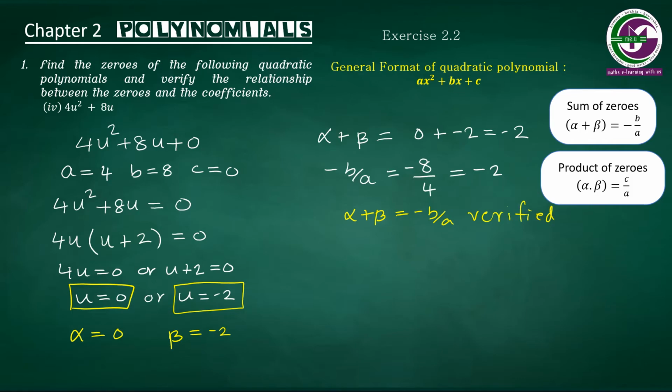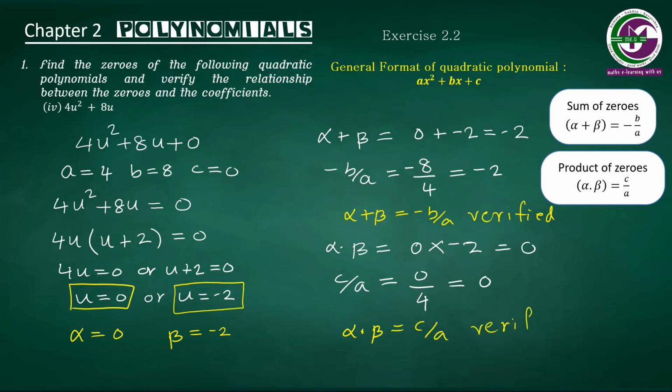Next, the product of the zeros. Alpha multiplied by beta, that is 0 multiplied by negative 2. 0 multiplied by any number is 0. Now c by a, the value of c is 0 and the value of a is 4. 0 divided by any number other than 0 is 0. Both are same. That means alpha times beta equals c by a, verified.